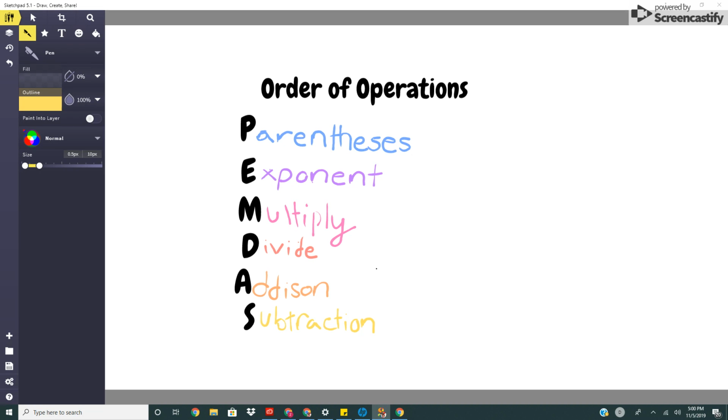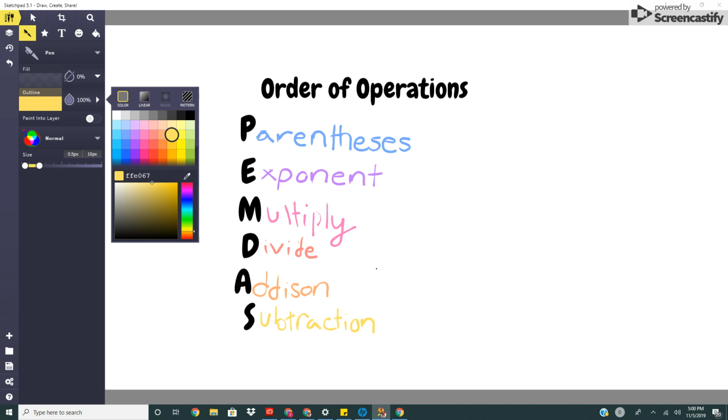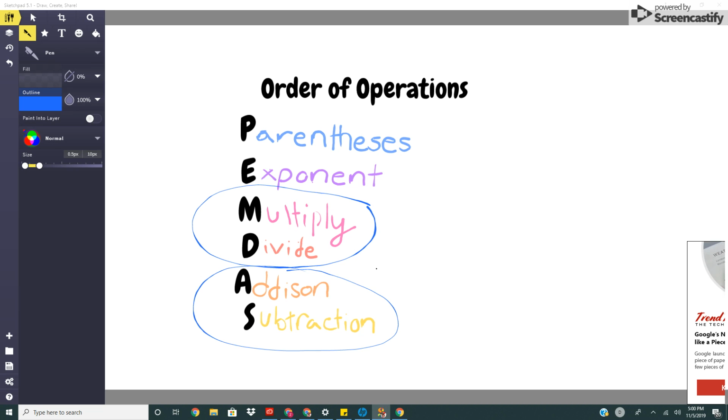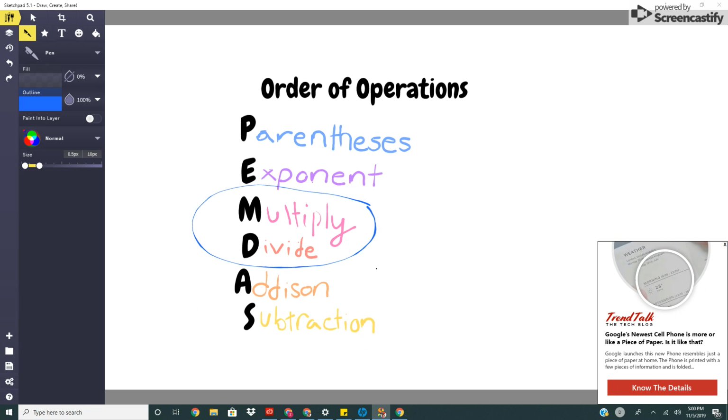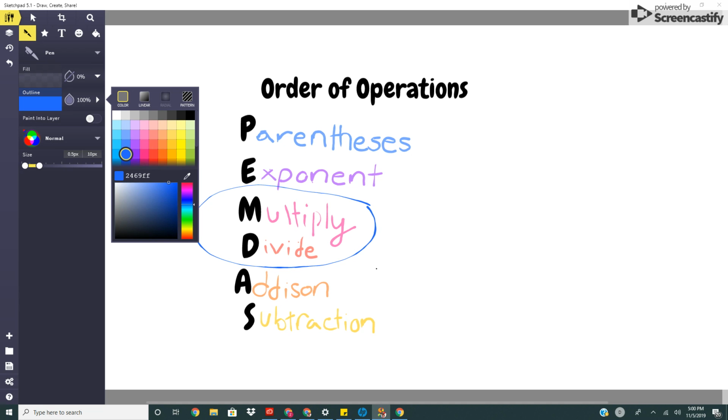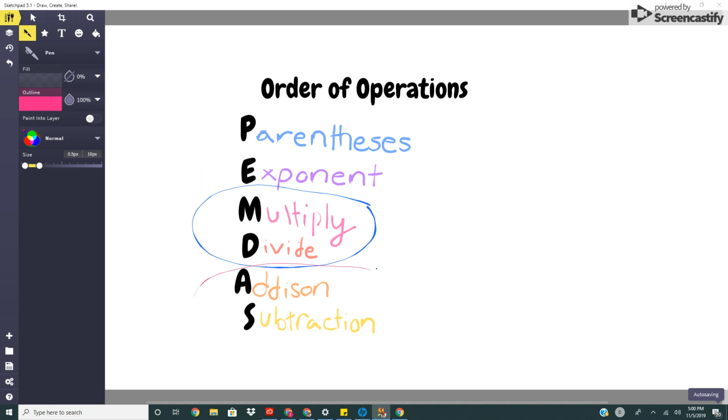So I'm going to put a bubble around the ones that go from left to right. Multiply and divide. And then addition and subtraction. Actually, I'm going to do that in a different color. Let's do pink. Write in the comments what your favorite color is, because I might include it in the next video. Okay, so we have these.